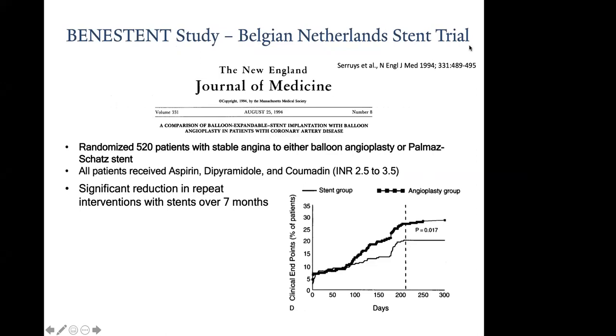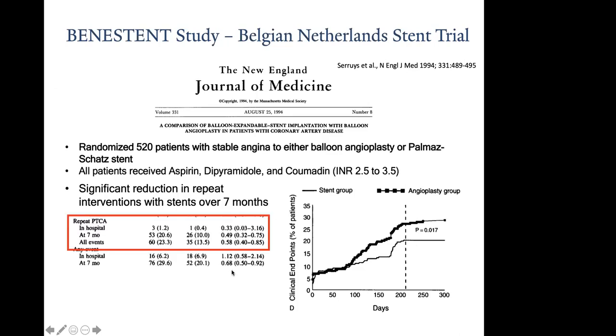And what they found is that over 7 months, there was a significant reduction in repeat interventions with stents. If you're looking at this graph, the clinical endpoints are on the y-axis, and on the x-axis is time. So going to 7 months, the angioplasty arm clearly had more clinical events than the stent group, although the stent group still had about 20% restenotic or representation events. And this is another table showing the same, that still 20% of patients had some sort of adverse outcome, but this is still better than the angioplasty arm.